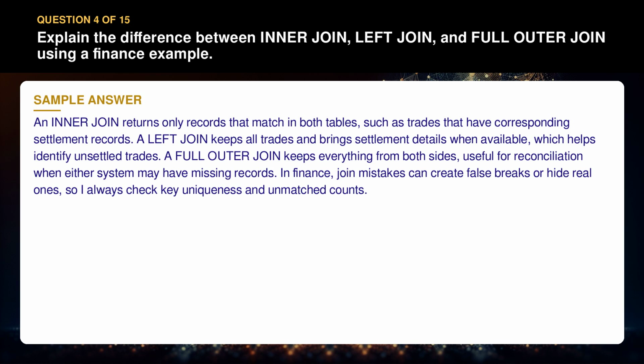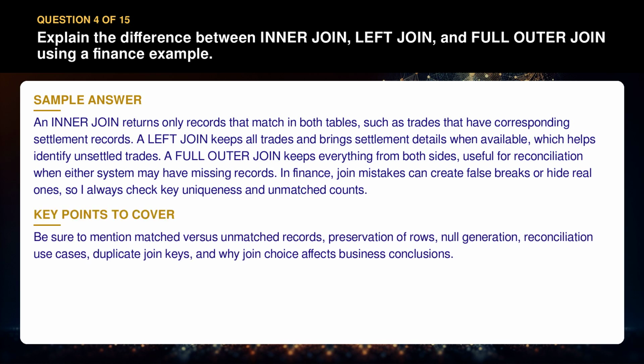In finance, join mistakes can create false breaks or hide real ones, so I always check key uniqueness and unmatched counts. Be sure to mention matched versus unmatched records, preservation of rows, null generation, reconciliation use cases, duplicate join keys, and why join choice affects business conclusions.